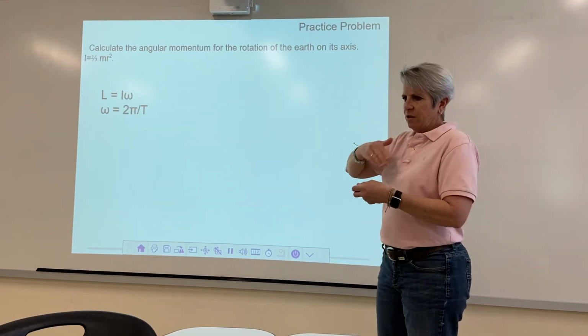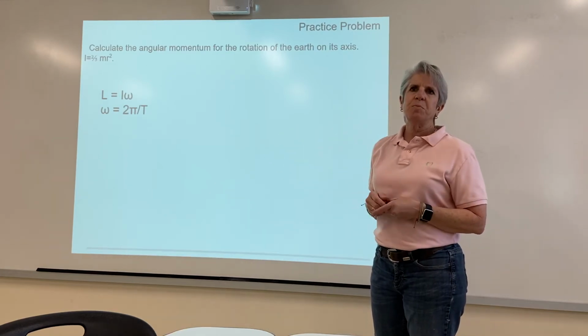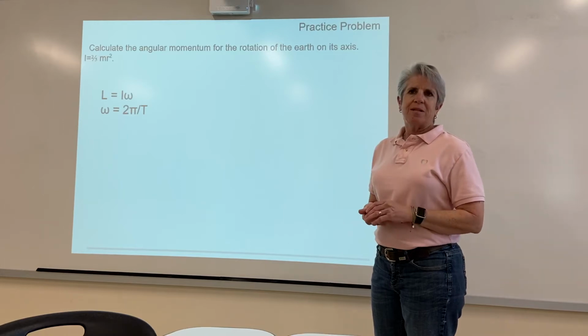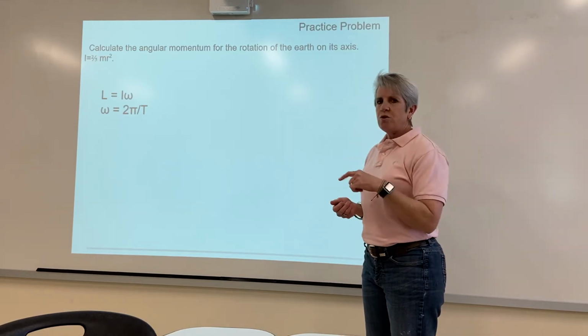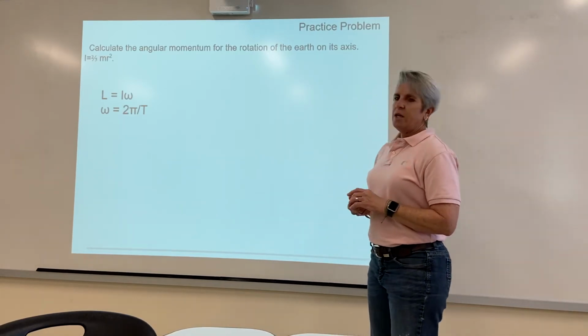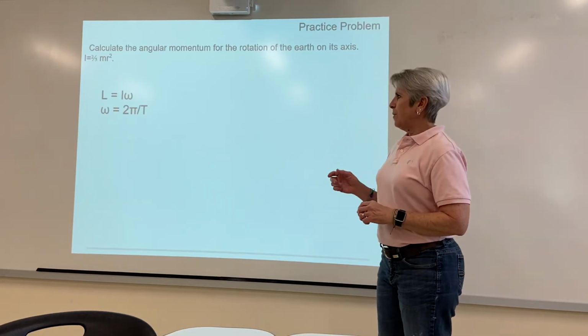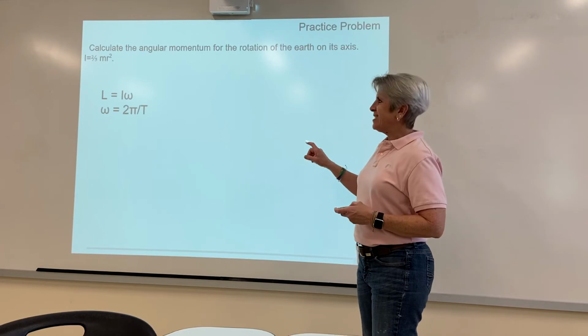Omega is angular velocity. How fast are you spinning? Well, that is how far do you go around divided by how much time it takes. Within one rotation, you travel 2 pi radians. And then to go around once, we call that your period of rotation. So omega is going to be 2 pi divided by T.